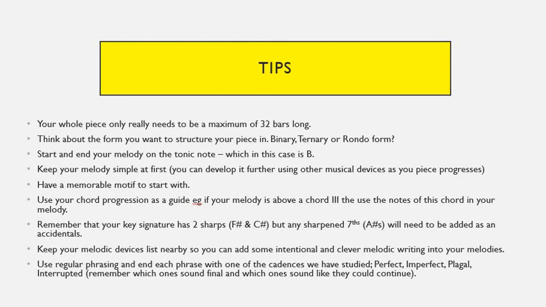And the final point, use regular phrasing, and at the end of each phrase, use one of your cadences that we've studied. So remember, cadences, you've got your perfect, imperfect, plagal and interrupted, and remember which ones are the final sounding ones. They usually end on a chord 1 at the end of a phrase, and which sound like they need to continue. So they're the ones where it's left hanging in the air a little bit. So there's just some tips to think about when you're composing these pieces.